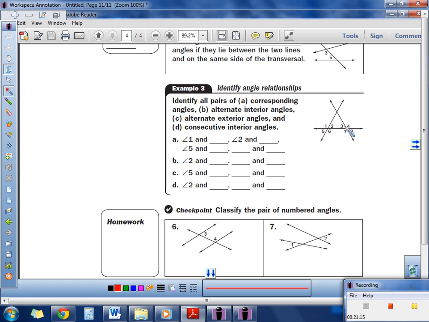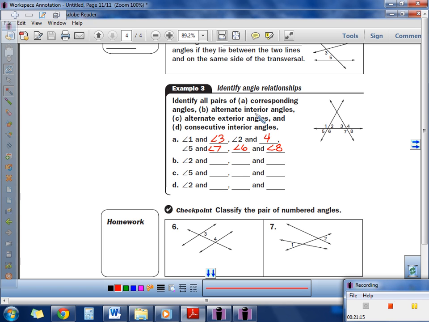Look in the picture. If I cover up this intersection over here and just look at this one only, 1 is in the upper left. What's in the upper left over here? 3. 1 and 3 are corresponding. Let's look at 2 next. 2 is in the upper right. What's in the upper right over here? All right, let's go a little bit faster. 5 and, make sure to put the angle symbol. Last one would be 6 and 8.